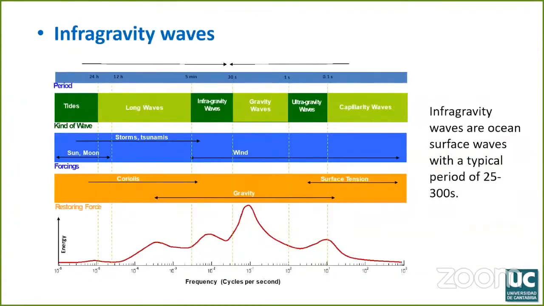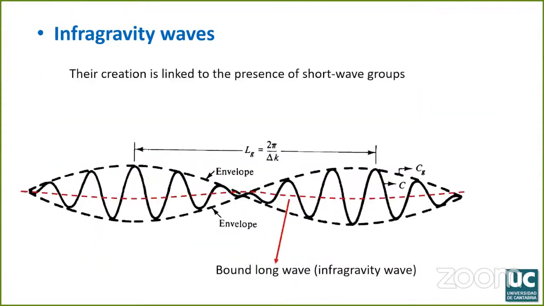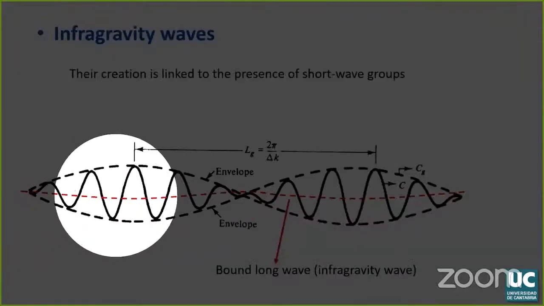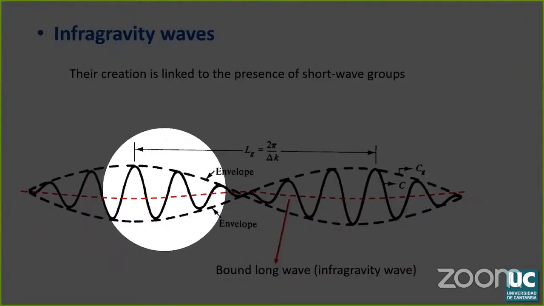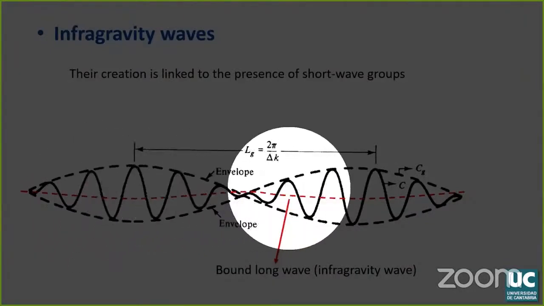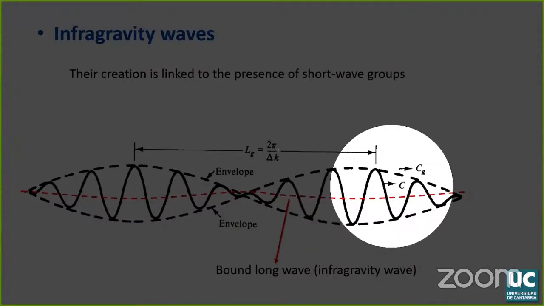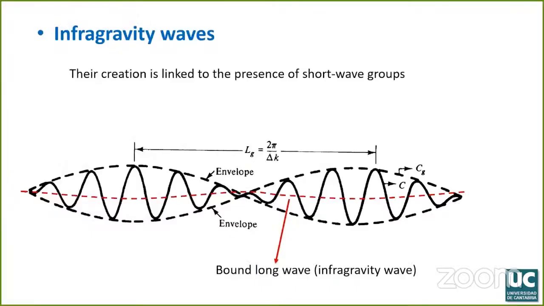Now let's look at infragravity waves. These are ocean surface waves with a typical period of 30 to 300 seconds. Infragravity waves are indirectly formed by the wind. Their creation is linked to the presence of short wave groups, which are formed due to the superposition of two different shortwave trains with wavelengths and frequencies that are very similar.